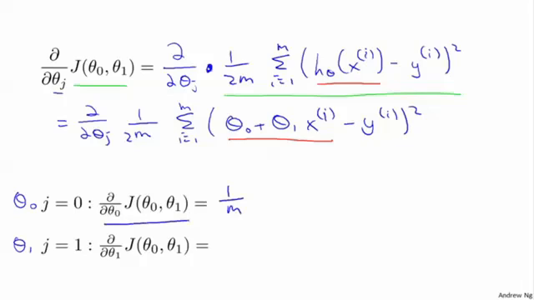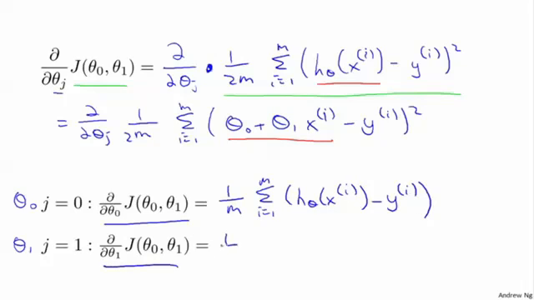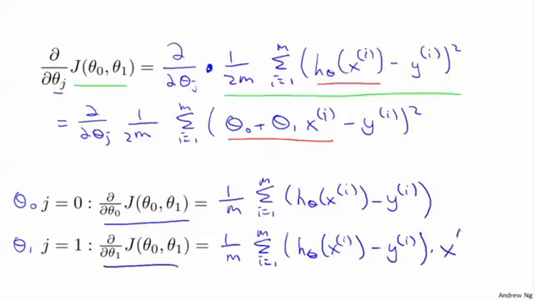It turns out this first term simplifies to 1 over m, the sum over my training set of just that, h(x^i) minus y^i. And for this term, the partial derivative with respect to theta 1, it turns out I get this term, h(x^i) minus y^i times x^i. Okay?